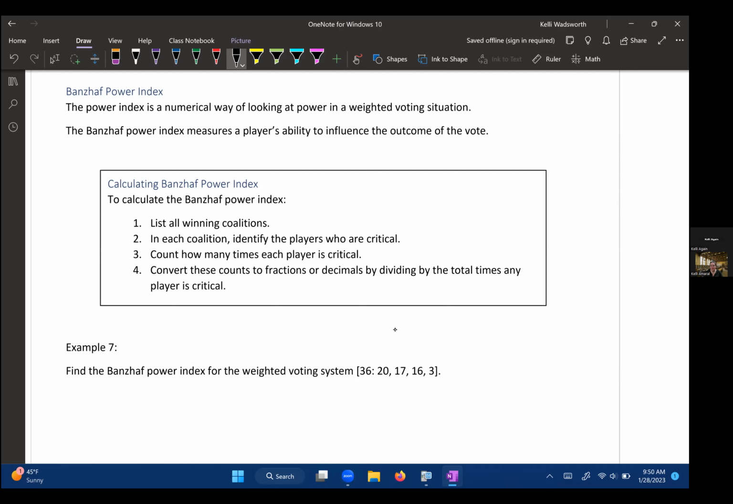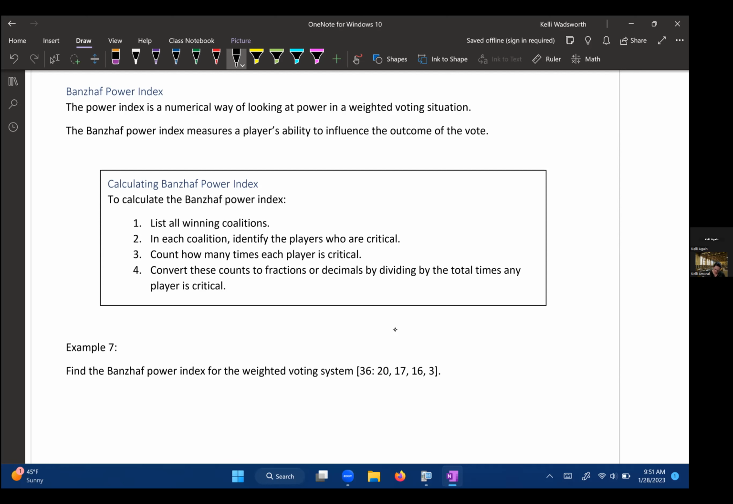It doesn't say this, but because of what the fourth step does, you also need to know how many times a player was critical in total, for all players. Say there were critical players 27 times or whatever, because you need that number to do the fourth step, which is to convert the count from part 3 into a fractional decimal by dividing it by the total number of times any player was critical at all. So when you do number 3, you count how many times each player is critical, and then you add those all up to get the denominator that you use for part 4.